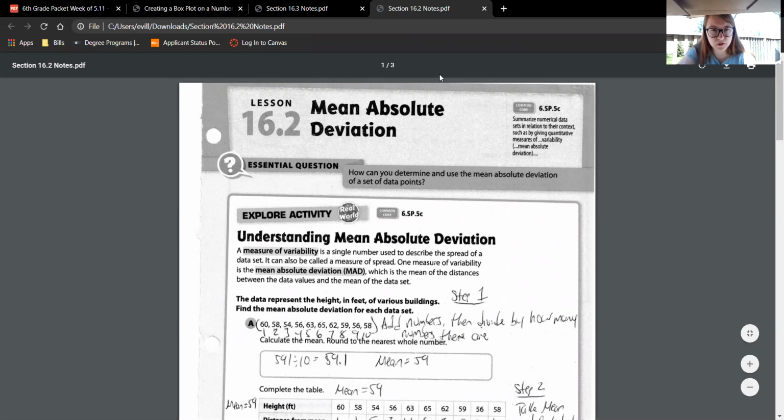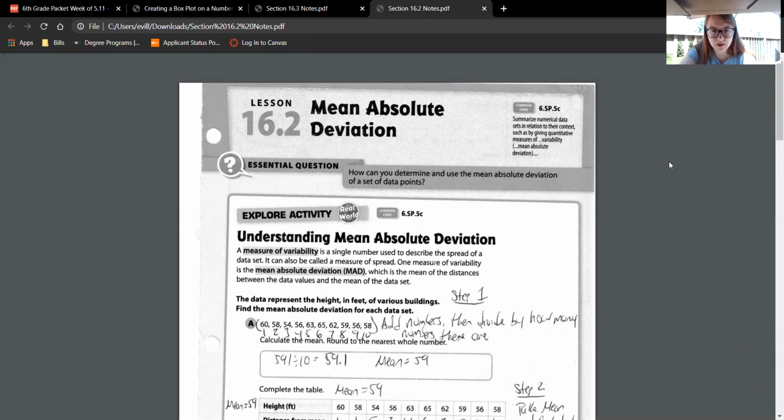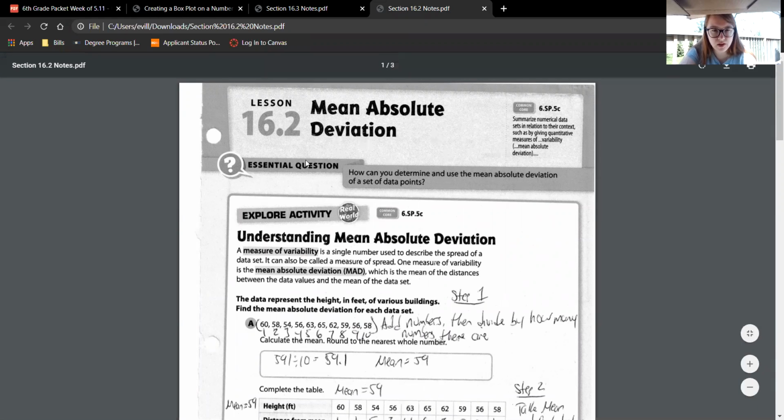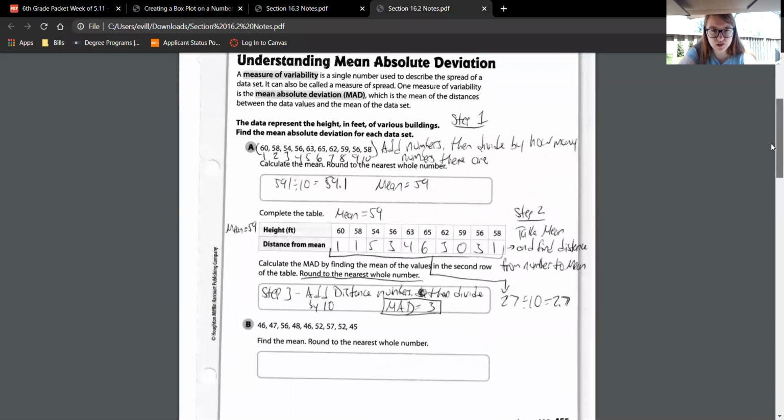Alright, so you guys are doing mean absolute deviation this week. That was like one of the first things you started with. So without further ado, here are your notes. So understanding mean absolute deviation. A measure of variability is a single number used to describe the spread of a data set. It can also be called a measure of spread.